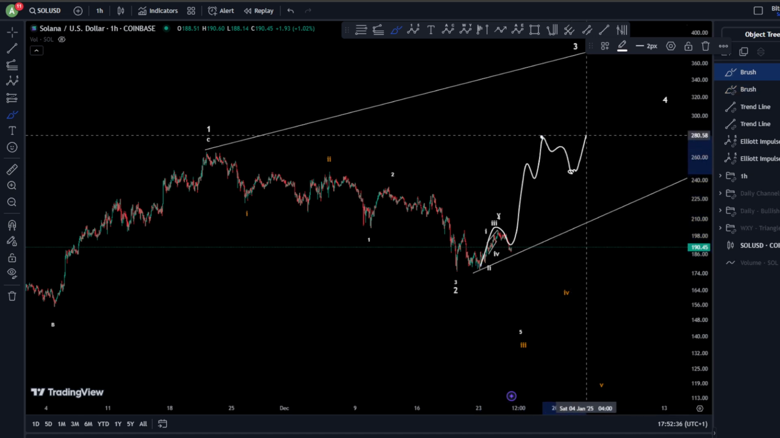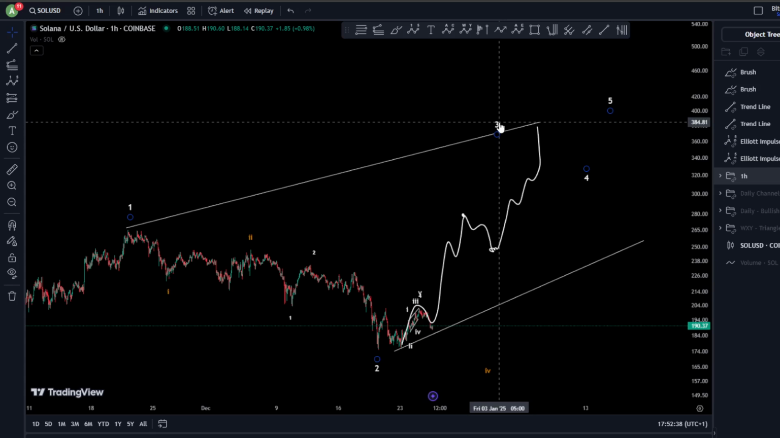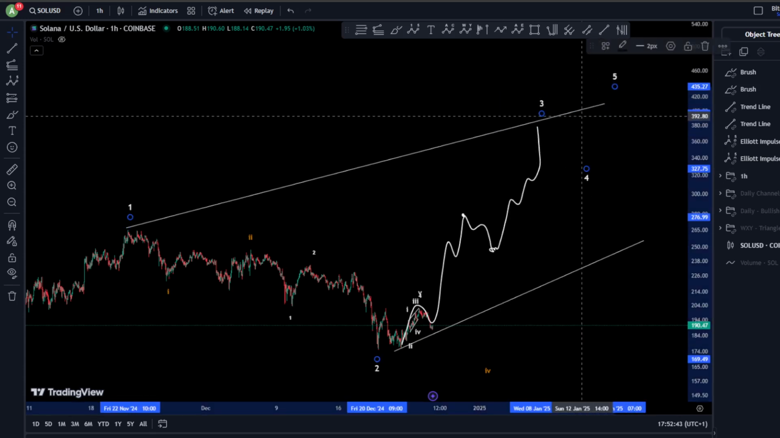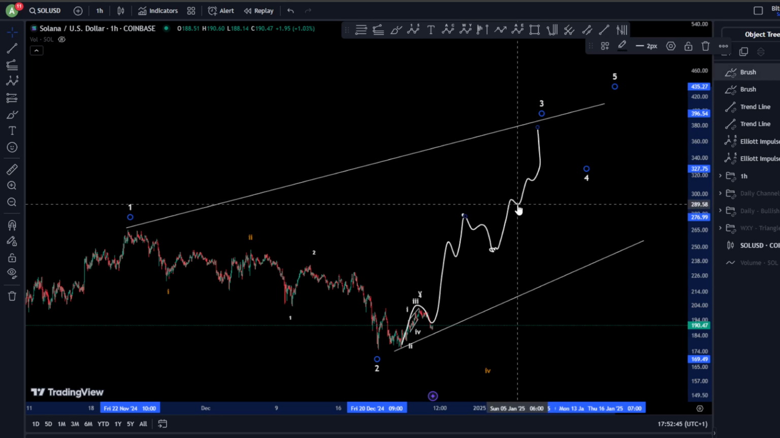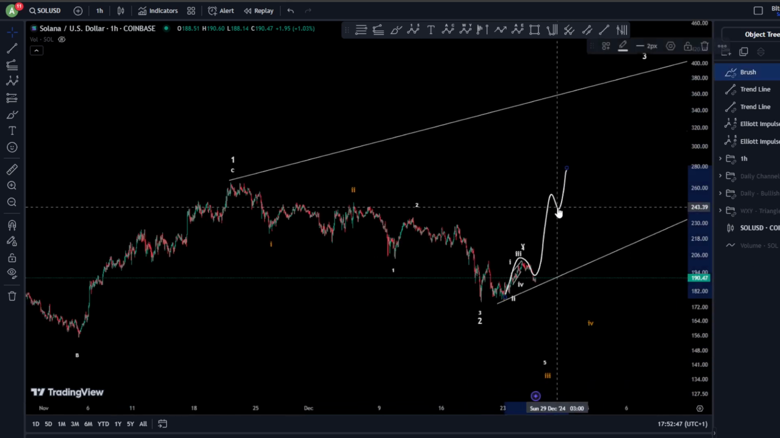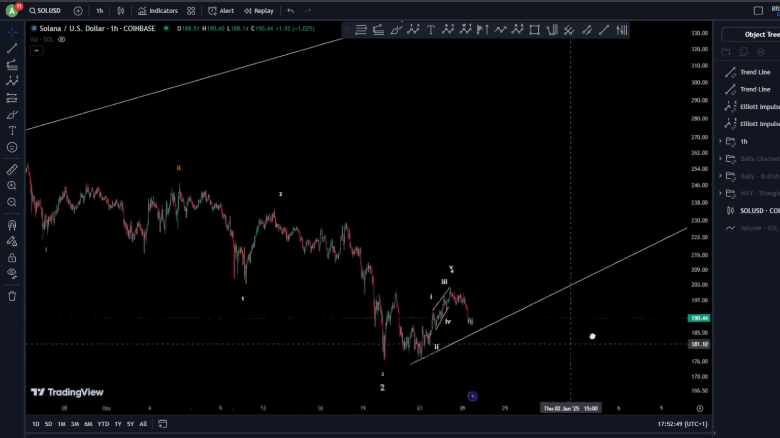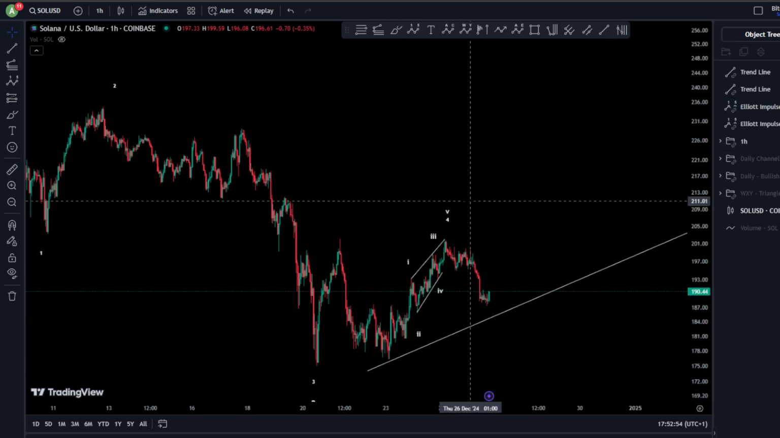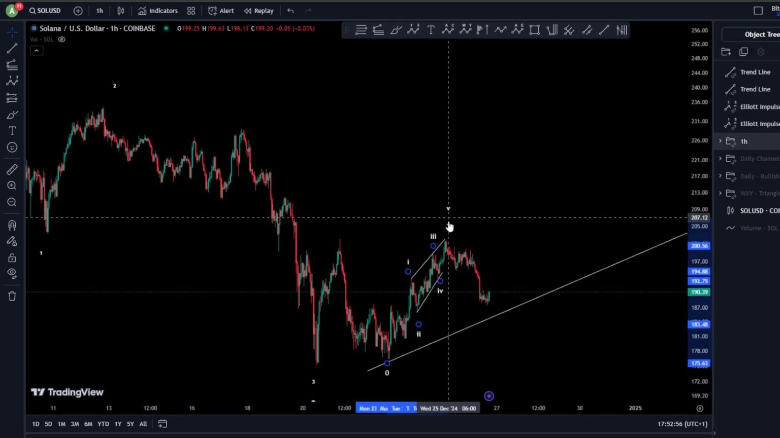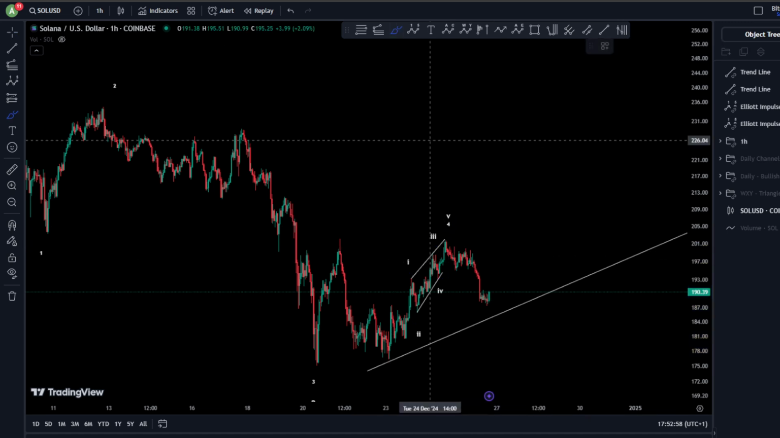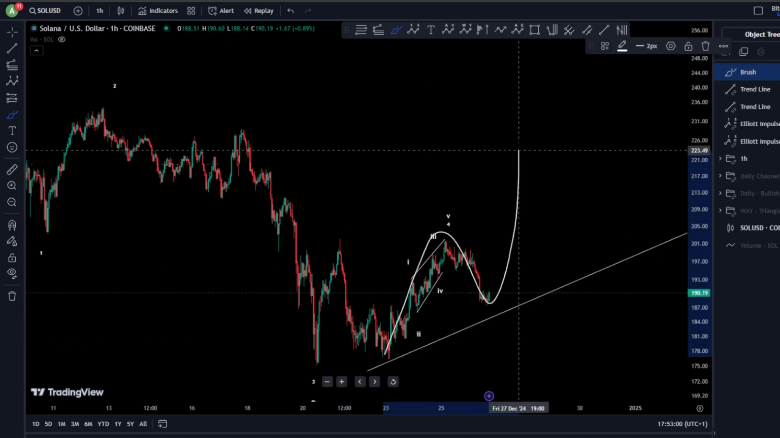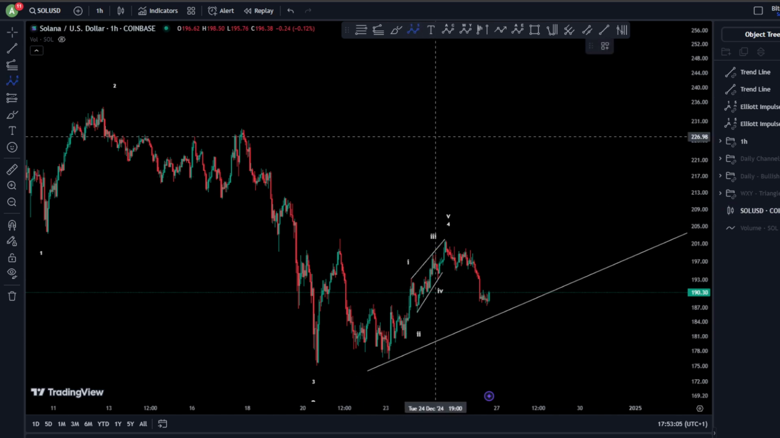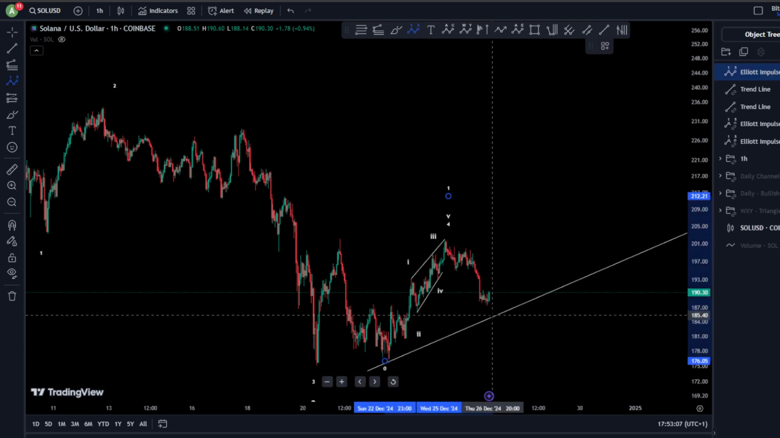Correction, 3 waves. 1, 2, 3, 4, 5, finishing this wave 3 for your contracting diagonal as a zigzag A, B, and a C. So yes, the highest possibility, guys, on the 1 hour chart, as you can see, is for the bullish scenario that a contracting diagonal is unfolding here as 1, 2, 3, 4, and a 5. This is the highest possibility that we might have here.